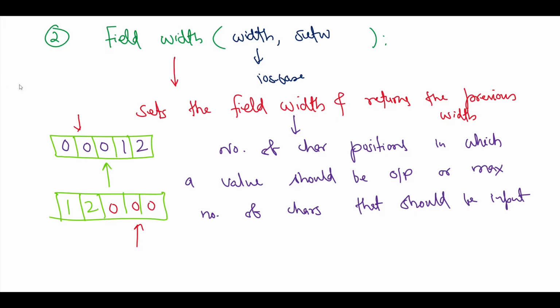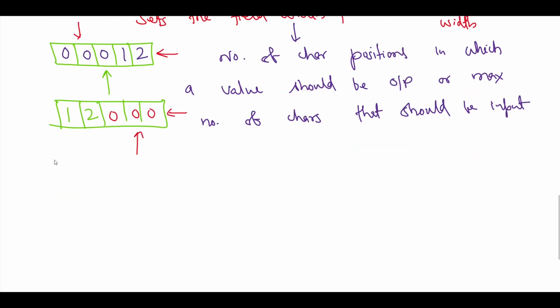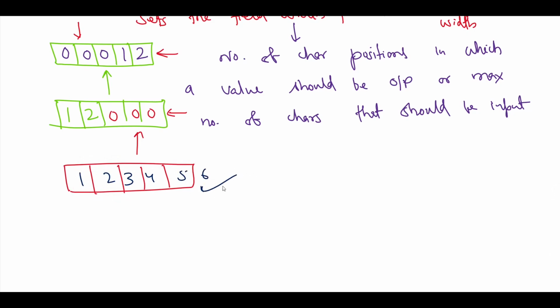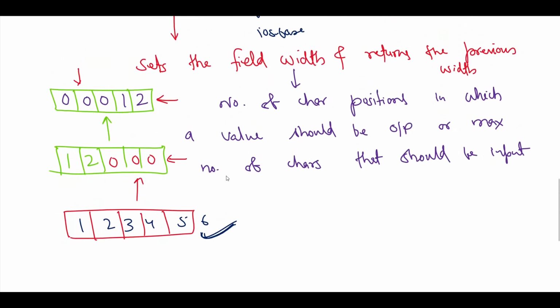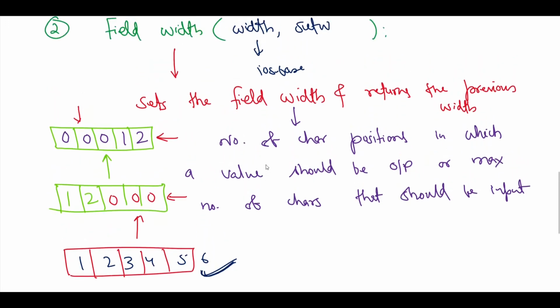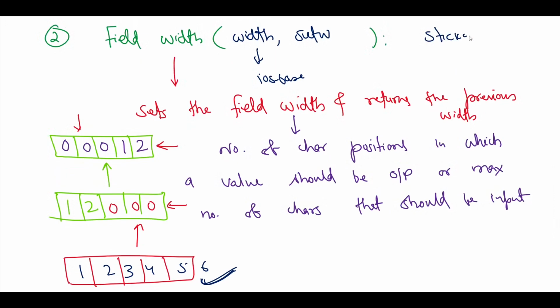Another thing, if you have a value that is larger than this field width, that value is not going to be truncated, right? So if you want to print a value, maybe you have a value 1 2 3 4 5 6, then this value will not be truncated and we will get this in output. Clear? So this width setting applies to the next insertion or extraction that we are going to perform. So if we talk about a sticky setting, as we were talking about floating point precision, this is not sticky, right? So you need to set this every time.